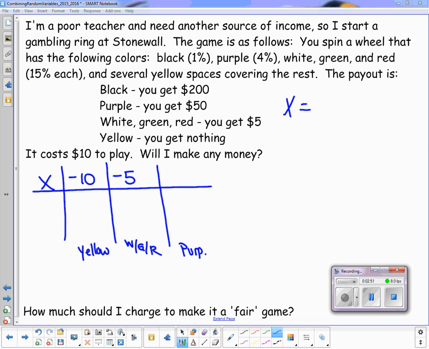I win positive $40. And then what if I land on that coveted black space? How much money am I getting? $190. Okay? So how can I define X? What really is X here? X is the amount of money that who leaves with? The player. Not Mrs. Mackert, because I'm the one trying to win the money, right?